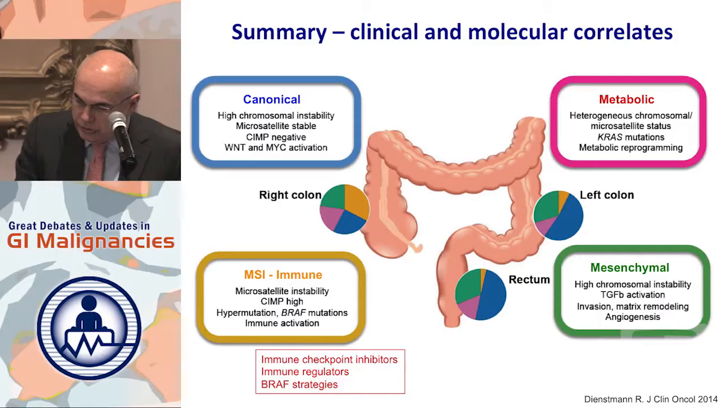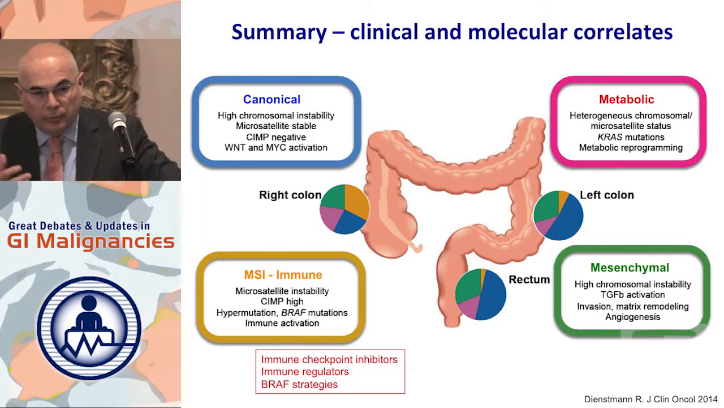The metabolic group is the third one. This is more heterogeneous at the chromosomal level, with KRAS mutations and metabolic reprogramming characteristics. And finally, the mesenchymal one, more located on the left side and in the rectum, with high chromosomal instability, TGF-beta receptor activation, as was mentioned before, stroma activation and angiogenesis activation.